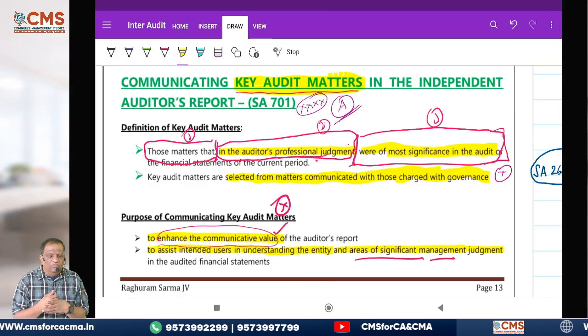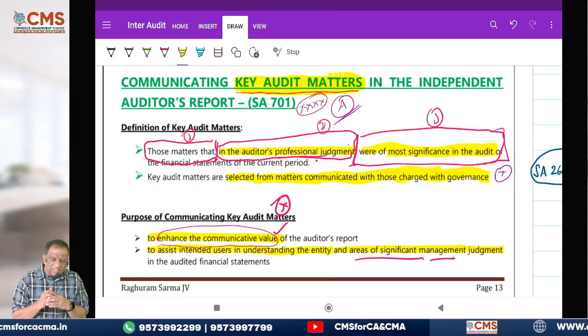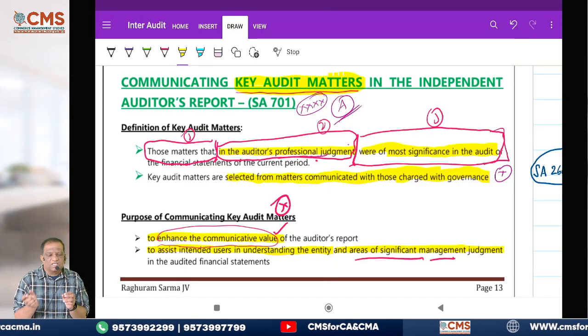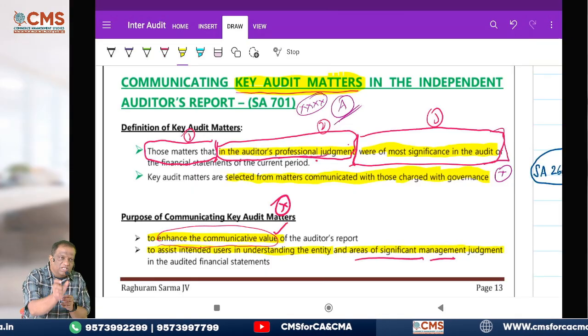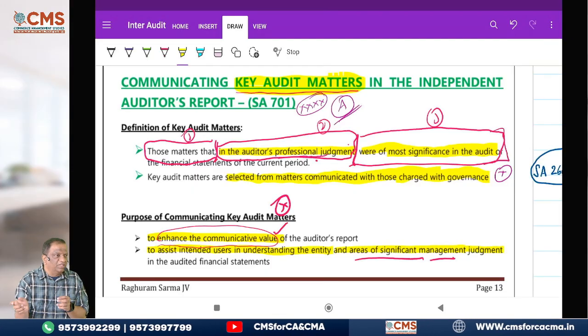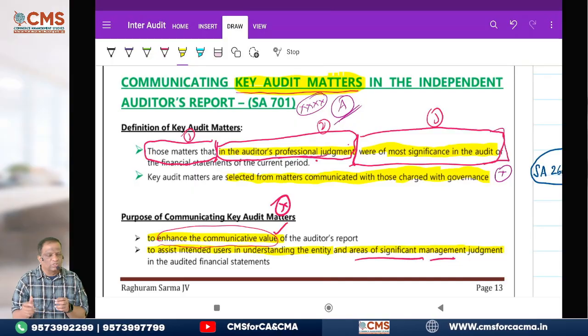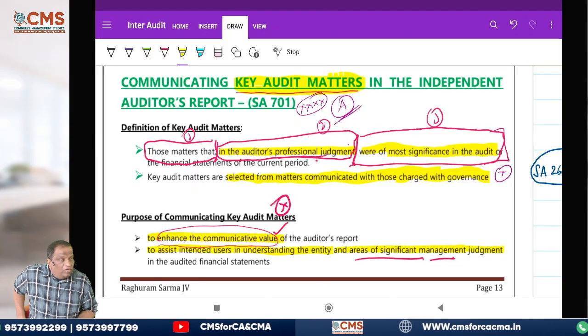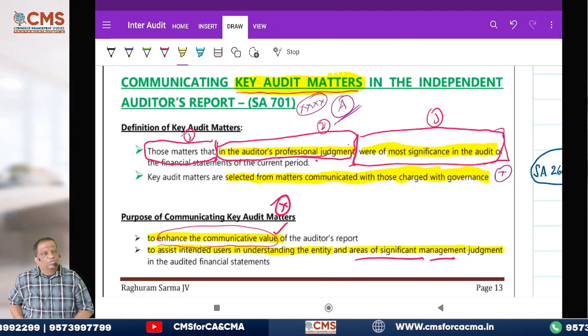First one, what do you mean by key audit matters? That itself is an important point because it's coming like a tail question. He will ask you what are key audit matters? How do you determine them? How do you disclose? Likewise. So what are key audit matters? 3 points we should remember.